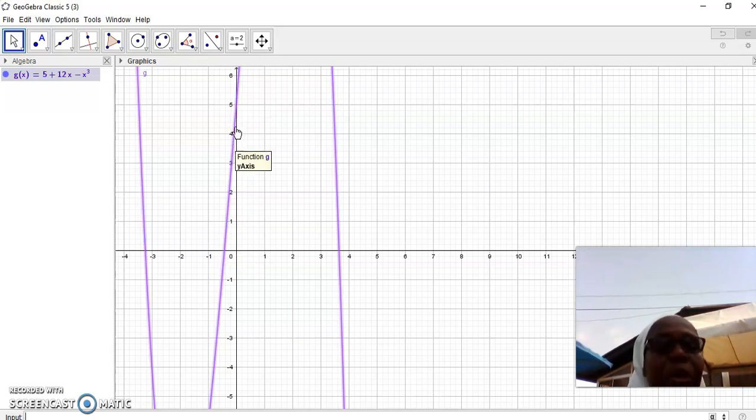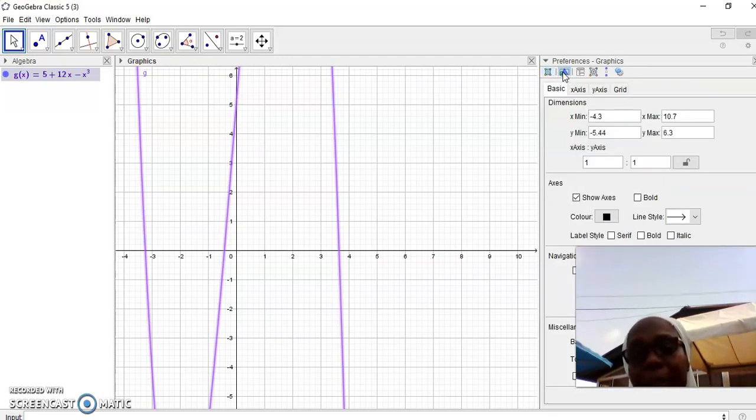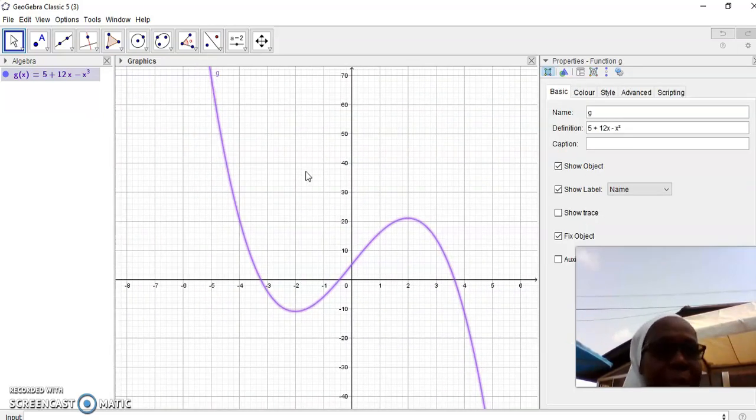It's very long. So for us to see the beauty of this graph, I need to change the scale. At the moment, 1 centimeter is equal to 1 unit on both the x and y-axis. But since the length on the y-axis is so large, I could alter the scale on the y-axis to maybe 1 to 10. That is, 1 centimeter will be equal to 10 units. To do this, I right-click anywhere on the grid and choose Object Properties. With Object Properties, I move to this portion to change it to 1:10. And here I am with a beautiful curve.